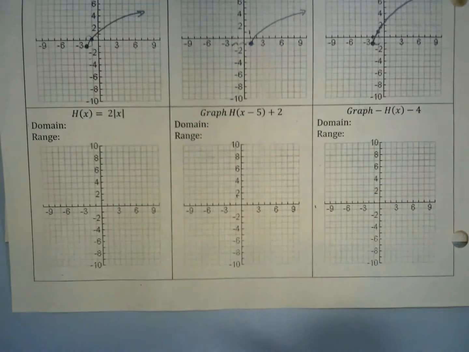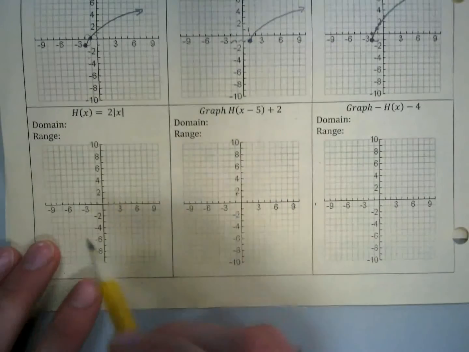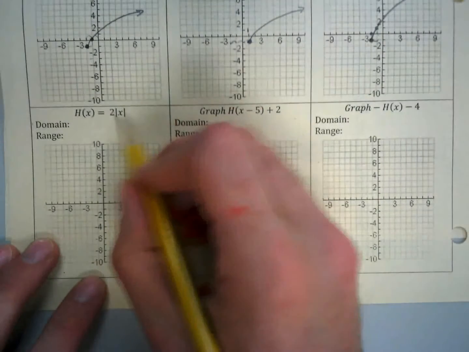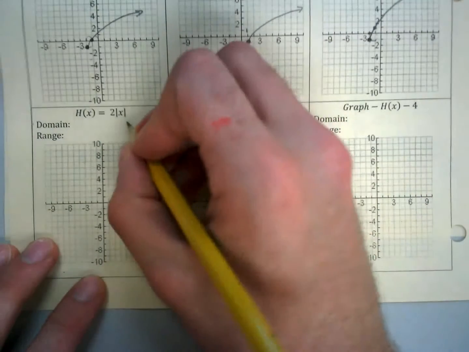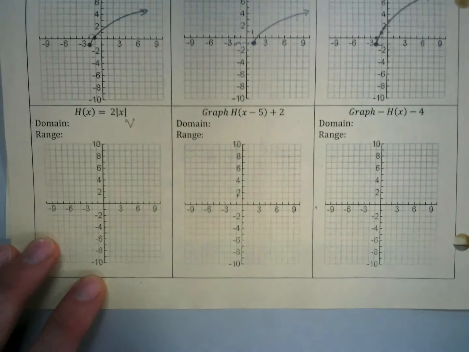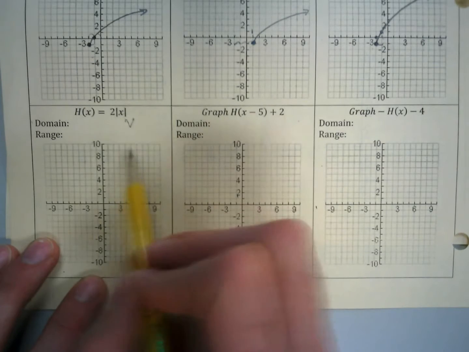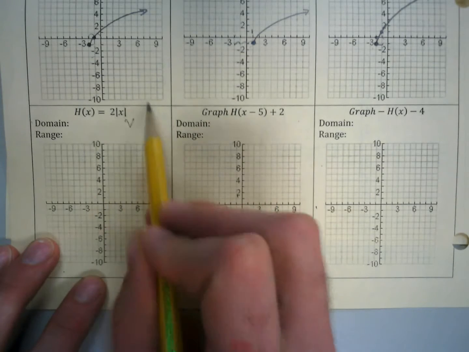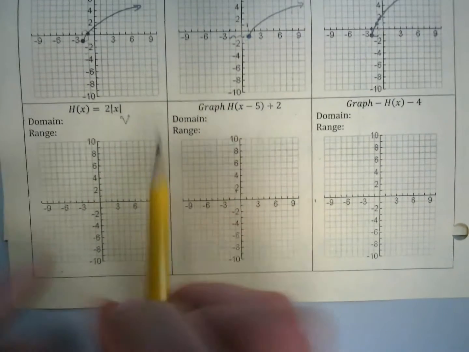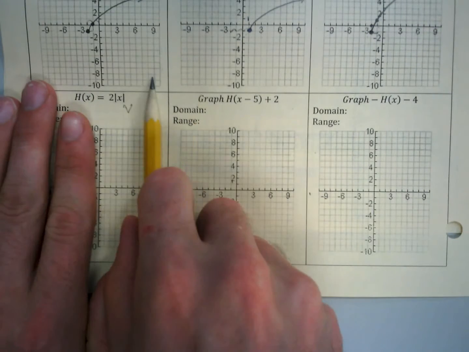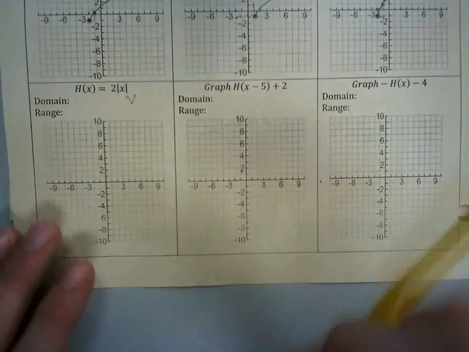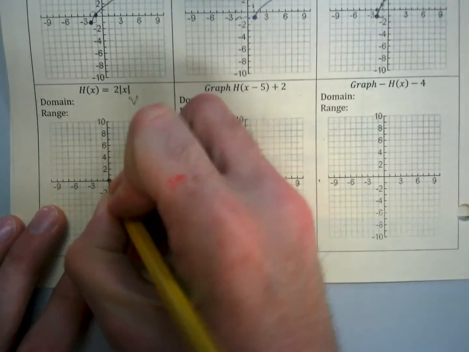Okay, here, h of x is 2 times the absolute value of x. Remember, absolute value of x, shape of a v. I don't see anything inside there or outside here, so it hasn't been shifted left or right. It has not been shifted up or down. It's just been stretched, made to be a little skinnier. So the starting point is still at the origin.